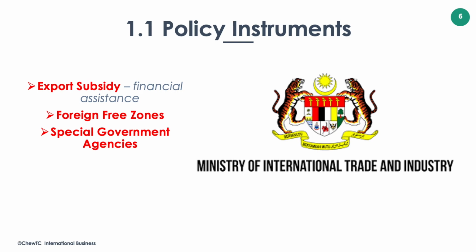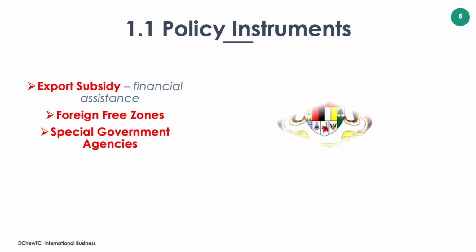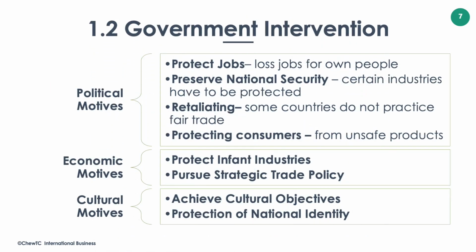Now that we have reviewed the various instruments of trade policy that government can use, it is time to look at the case for government intervention in international trade. Let's take a closer look at the political, economic, and cultural motives for intervention. Political arguments for government intervention cover a range of issues, including preserving jobs, protecting industry deemed important for national security, retaliating against unfair competition, and also protecting consumers from dangerous products.